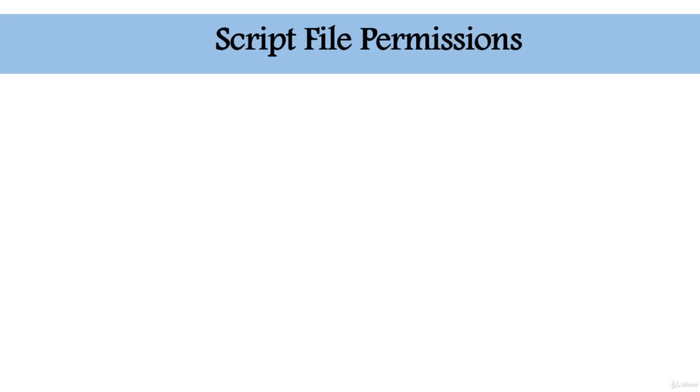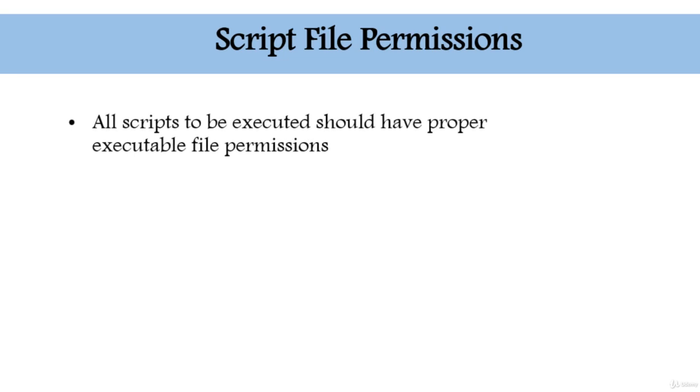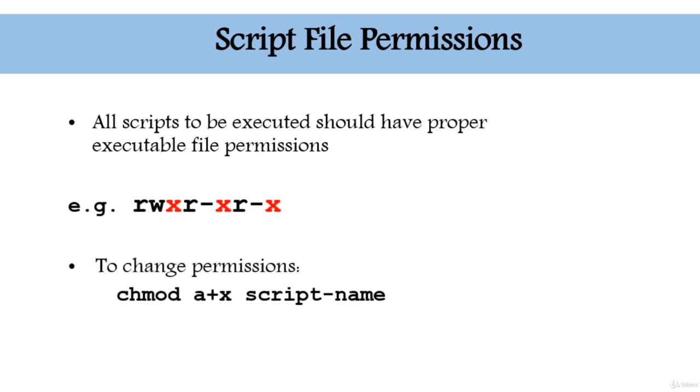Script file permissions. Now, this is not just theoretical or a concept or standard that I'm trying to explain to you. This is actually mandatory. You need to have the right permission to execute a script and to have proper permissions on the script file itself. So all scripts to be executed should have proper executable file permissions, and those are, for example, if you see here, read, write, and X is for executable, meaning the root, the person who created the script, can execute it.